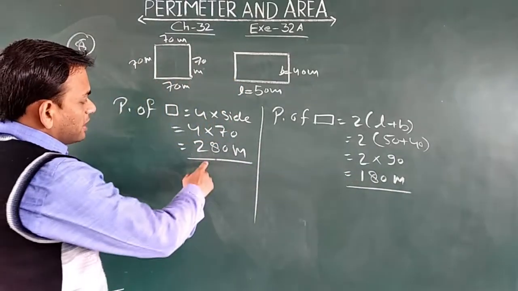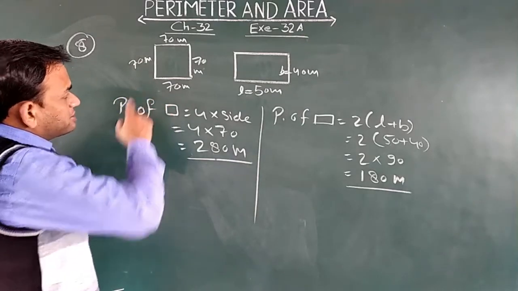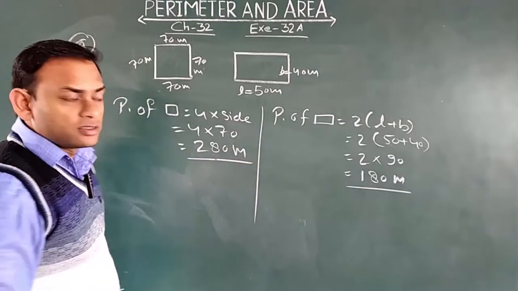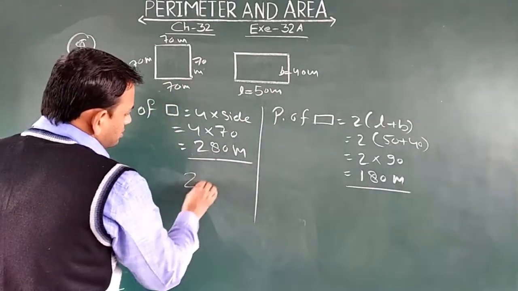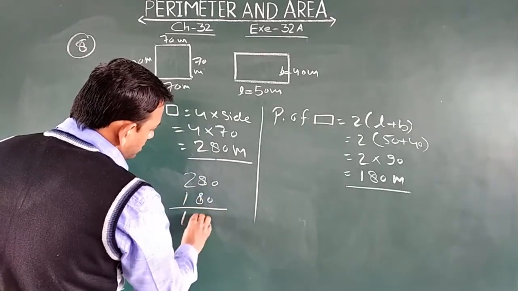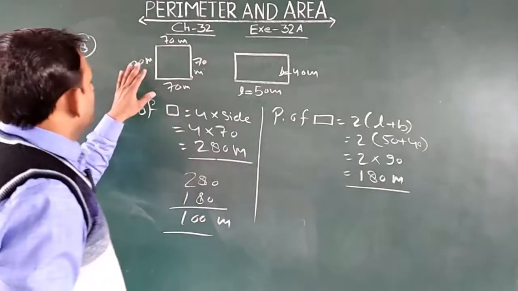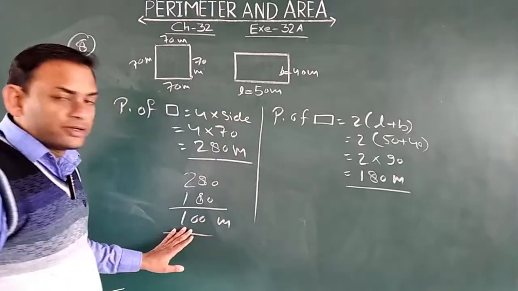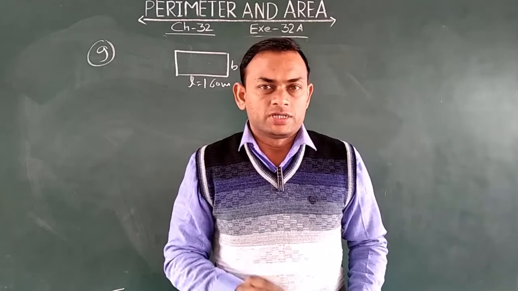Got it? And now how much is greater? How much is the perimeter of the square greater than the perimeter of the rectangle? So how do you find it? You will just subtract 180 from 280, you will get 100. So the perimeter of the square is greater than the perimeter of the rectangle by 100 meter. Got it?